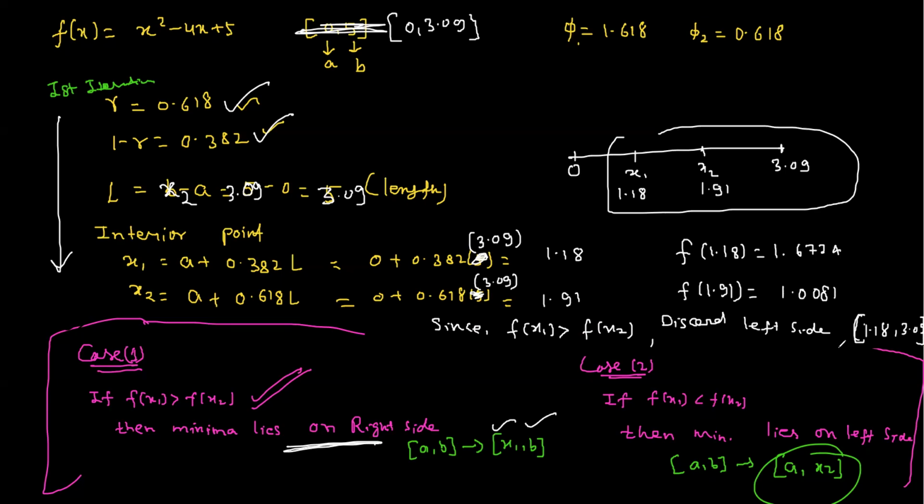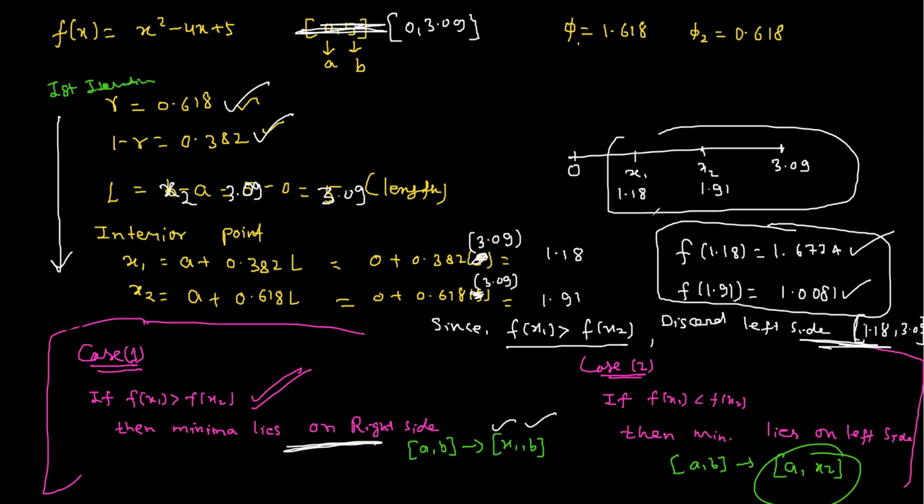Up to here you understood? See, at 1.18 you got 1.67 and at 1.19, 1. Who is greater? Yes, 1.67. So fx1 is greater. If fx1 is greater, then this is greater. If this is greater, then discard this one.